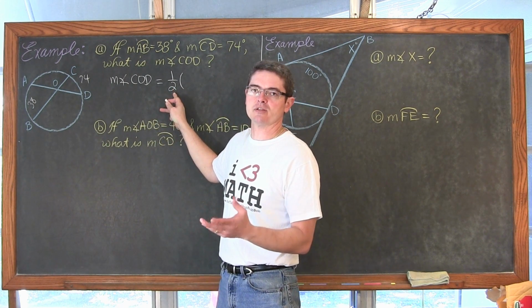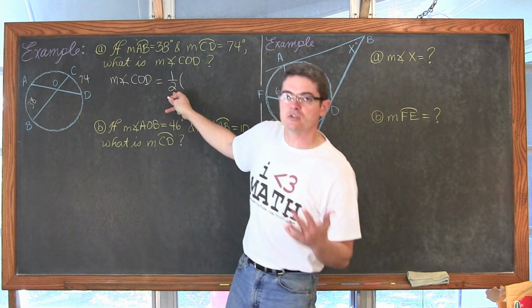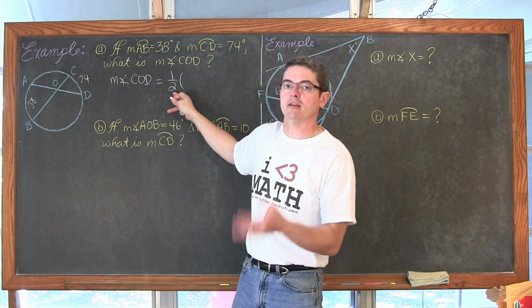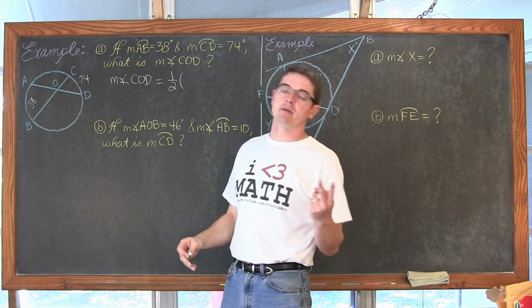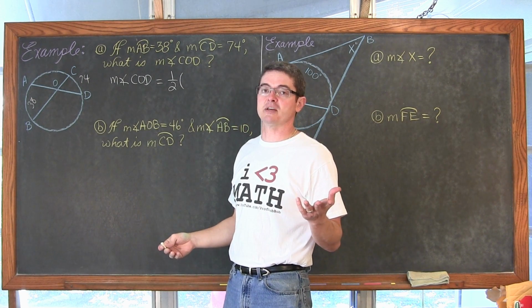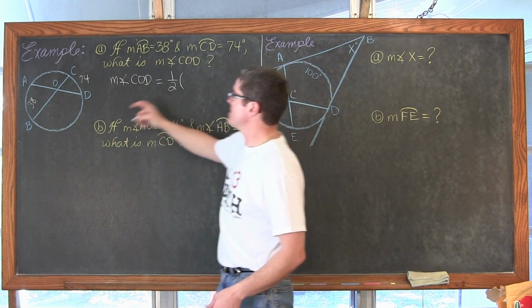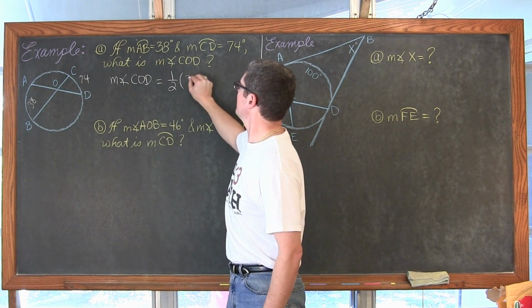I keep saying average because I'm adding 2 numbers and I'm dividing by 2. That would be finding the average. If I were adding 3 numbers and dividing by 3, that'd be the average as well. If I was adding 3 numbers and dividing by 2, I'd just be taking half the sum. So we're going to take half that sum, 38 plus 74.